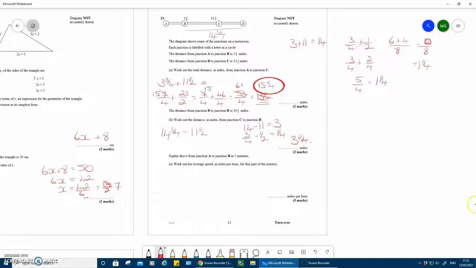And finally, the average speed in miles per hour for A to B. So it's 3 3/4 is the distance over time. Okay, that's miles per minute. And we're going to times it by 60 to get miles per hour. So that and that both divided by 5. 12 threes are 36. 3/4 of 12 is 9, so it's 45.